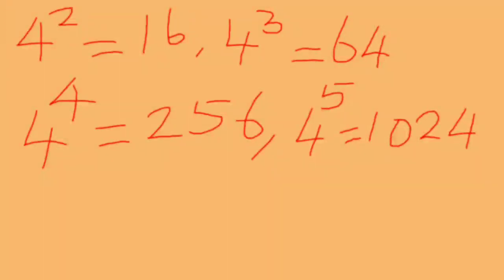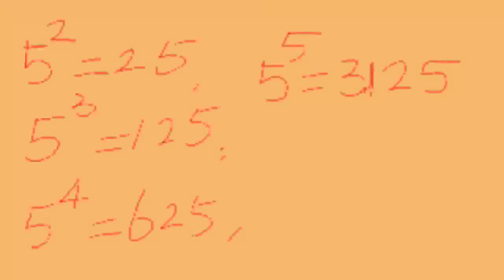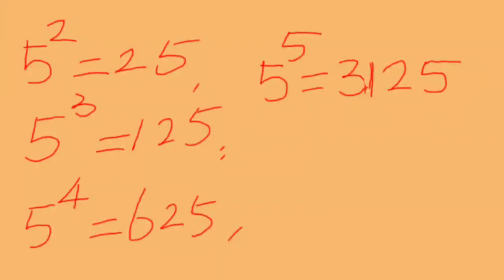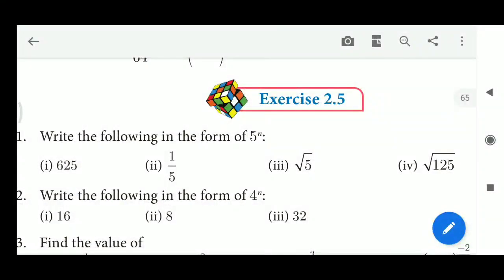Now we will see some more powers. 4 power 2 is equal to 16, 4 power 3 equal to 64, 4 power 4 is equal to 256, 4 power 5 is equal to 1024. Next 5 power 2 is equal to 25, 5 power 3 is equal to 125, 5 power 4 is equal to 625, 5 power 5 is equal to 3125. With this we will move to the exercise 2.5.